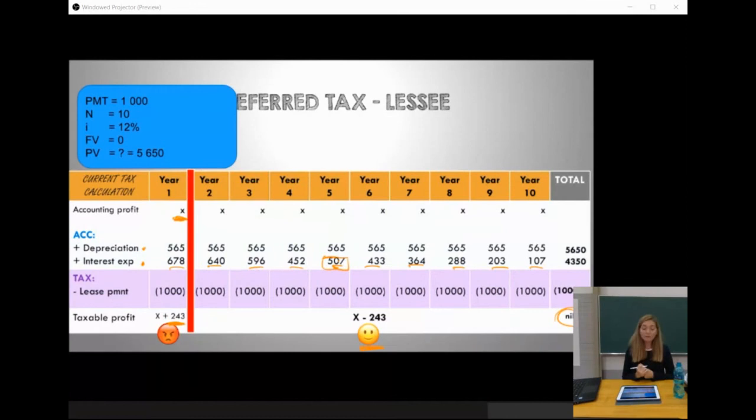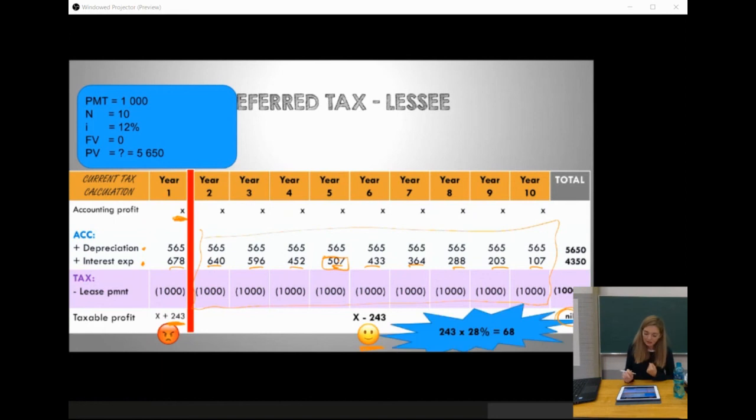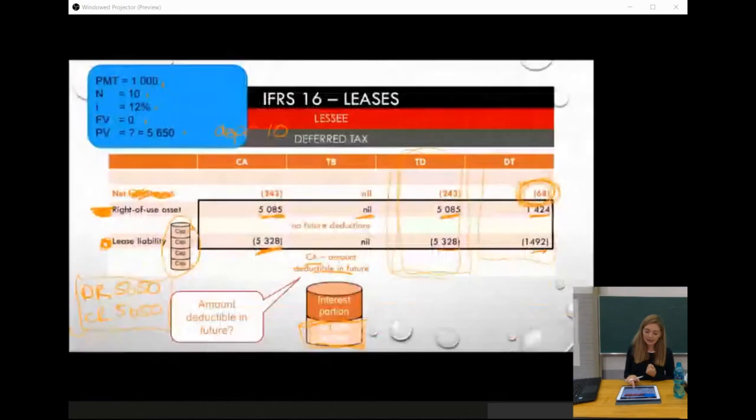If we now add up all these differences from year 2 to year 10, we get to the -243, and that 243 times 28% gives me 68, which is the deferred tax asset that we calculated in our deferred tax calculation over here. Deferred tax asset of 68. Good.